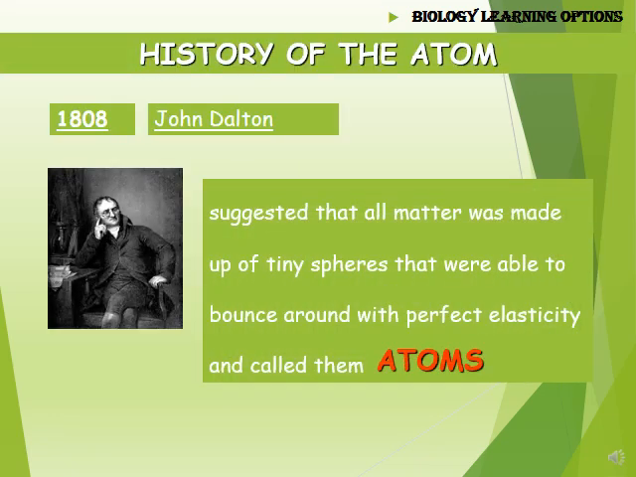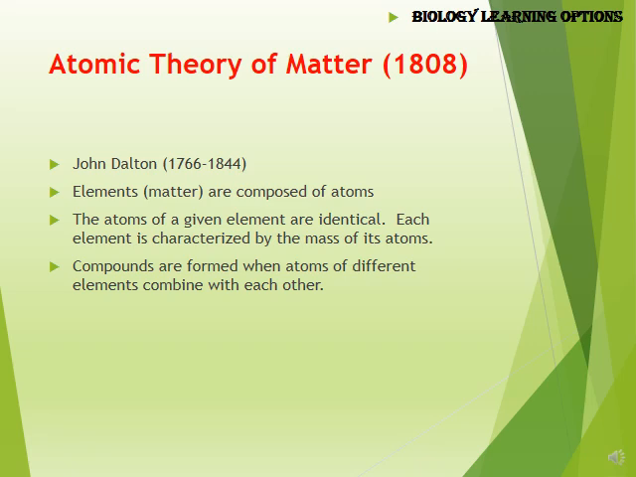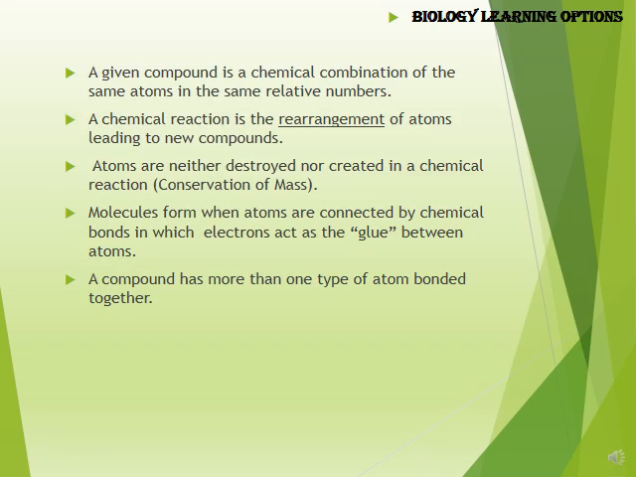Now we will see the history of the atom. In 1808, John Dalton suggested that all matter was made up of atoms. Now here we come to the atomic theory of matter. In 1808, John Dalton was the scientist that gave the atomic theory. A given compound is a chemical combination of the same atoms in the same relative proportions.